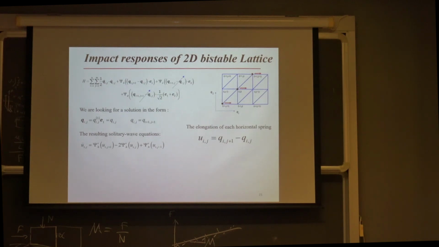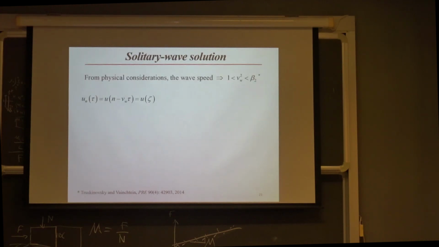Okay, so what do we have over here? First of all, the rows are decoupled. We get the same solitary wave equation for every row, so we actually reduce to the 1D case. And we plug in the solution of a wave, and now we can move on to the analytical solution.